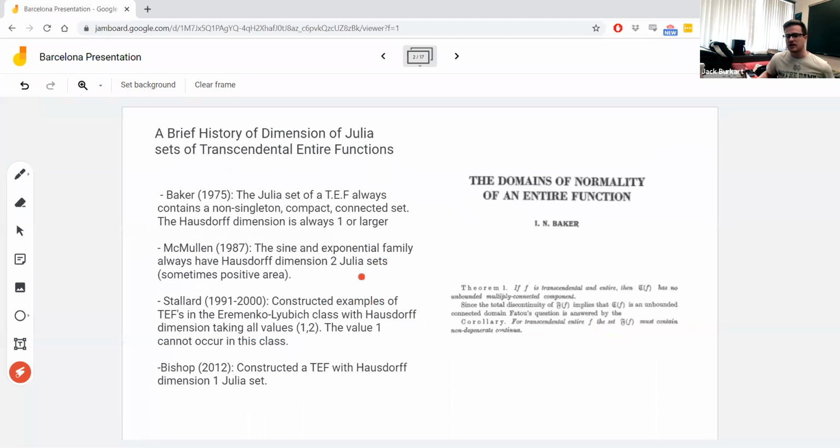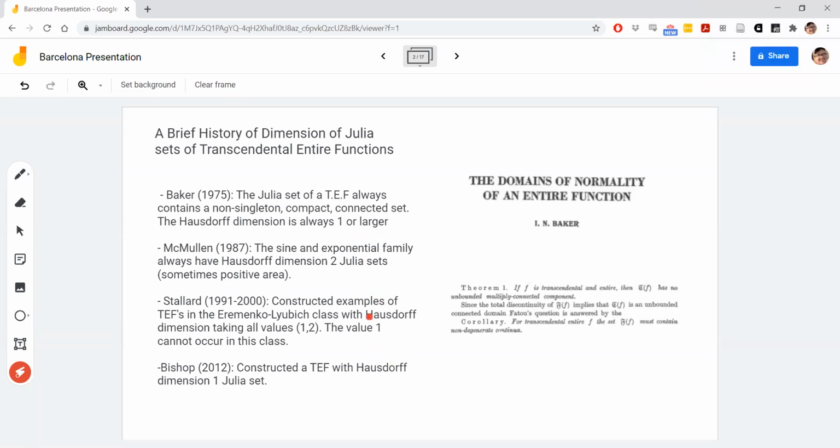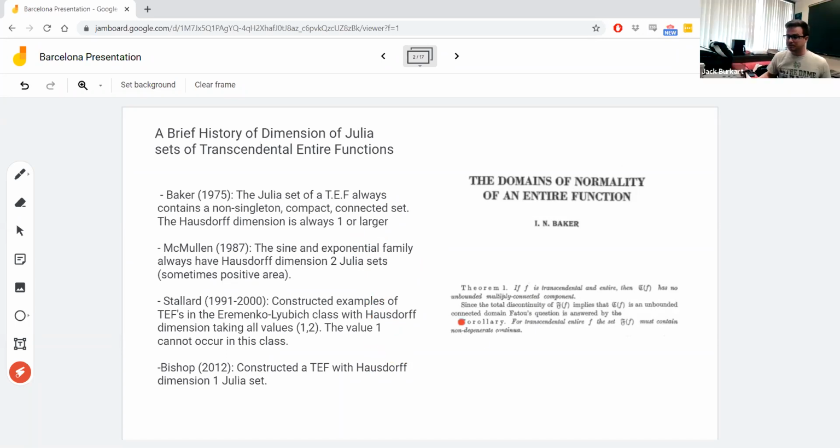about the dimension theory of Julia sets of transcendental entire functions. Our first result goes back to 1975, and it's due to Baker. Baker proved that the Julia set of a transcendental entire function always contains a non-singleton, so some uncountable compact connected set. It follows immediately that the Hausdorff dimension of the Julia set of a transcendental entire function is always 1 or larger. Of course, in the plane, the largest it can be is 2.